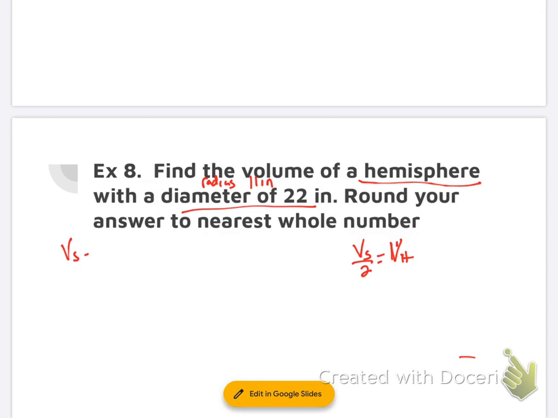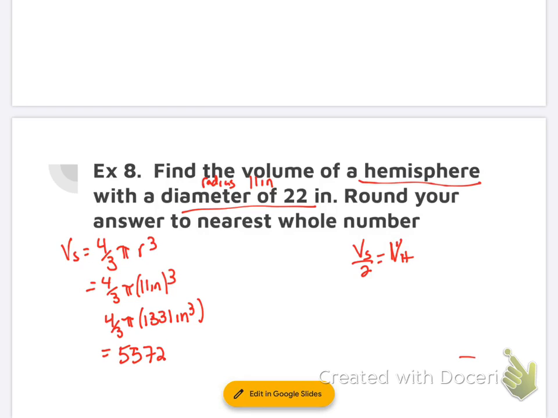So volume of sphere is 4/3 pi r cubed. 4/3 pi 11 inches cubed. So 121 times 11. So we end up with 4/3 pi 1,331 inches cubed. We'll multiply that by 4 times 3.14, divide by 3. That gives me 5,572.